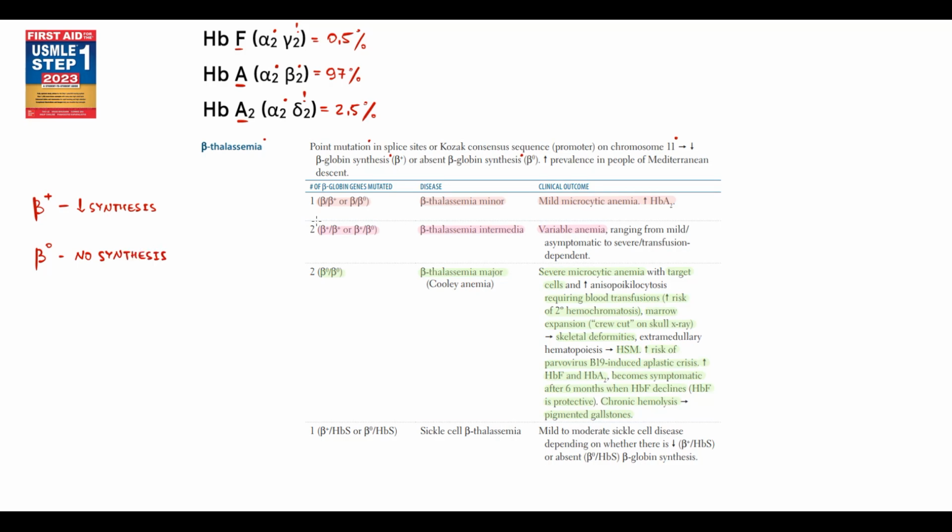The first possibility is mutation in just one chromosome, which causes decrease or complete disruption of beta-globin synthesis, but just in one gene. This form of thalassemia we call beta thalassemia minor, and clinically, this form of thalassemia causes just mild microcytic anemia with elevated level of hemoglobin A2. So let's explain the pathogenesis of this form of thalassemia.